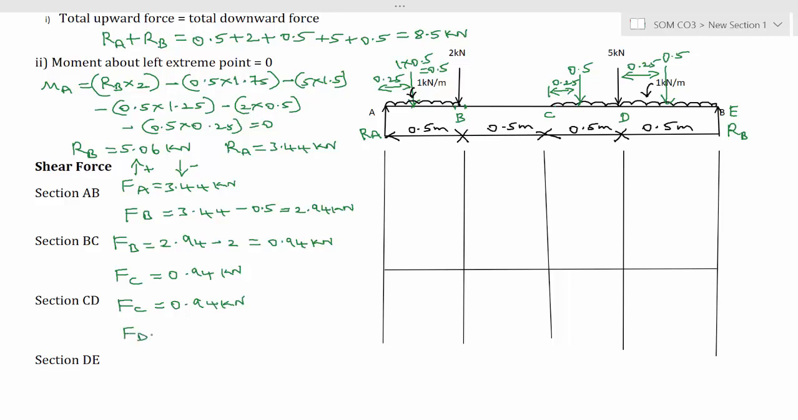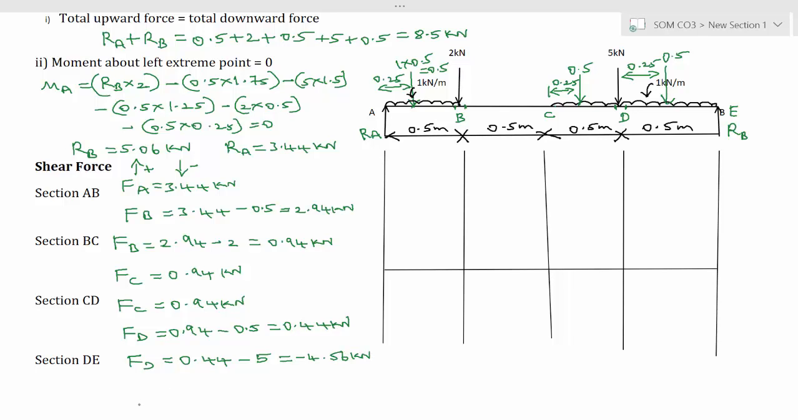Then FD is equal to, this is just before the point D. So only the UDL is acting and it is acting in the downward direction. So it is 0.94 minus 0.5, that is equal to 0.44 kilonewton. Then consider section DE. This FD is just after the point D, that is just after the point load is applied. So here we already have 0.44, minus 5, that is equal to minus 4.56 kilonewton.